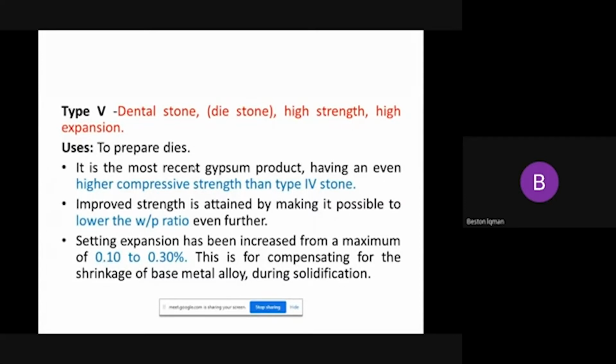During construction of the chrome cobalt, we need a special type of material. It's type 4. It must have the property of expansion. Why expansion? During the increased temperature of chrome cobalt, the internal wax pattern can cause shrinkage.